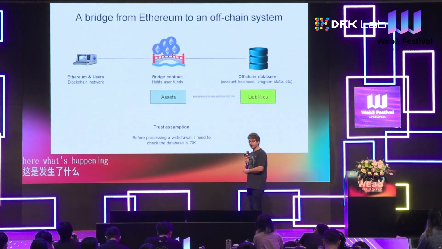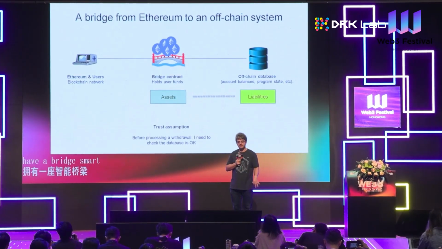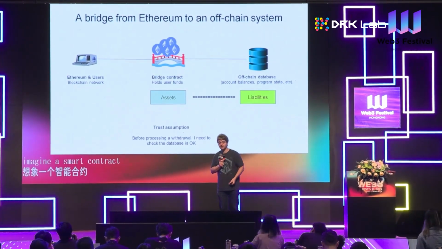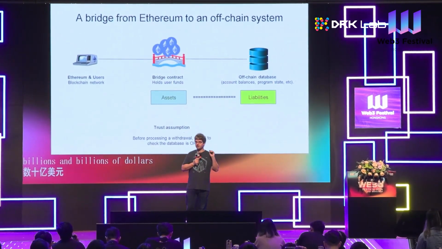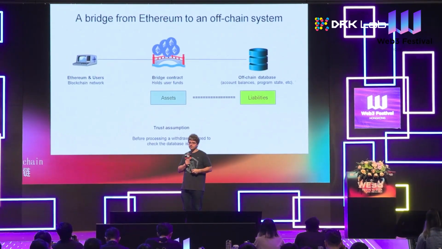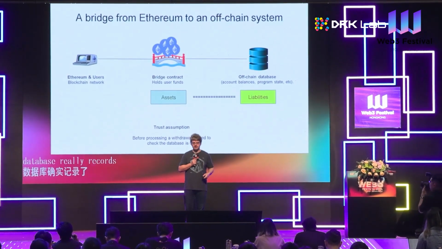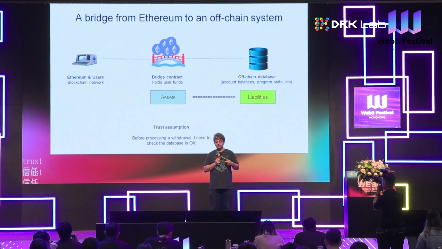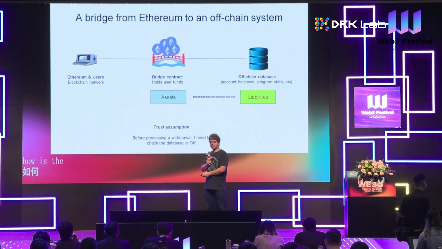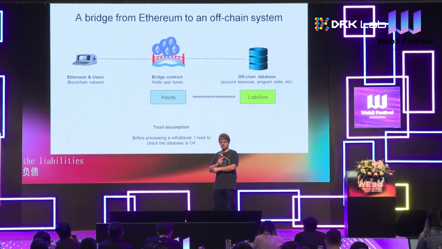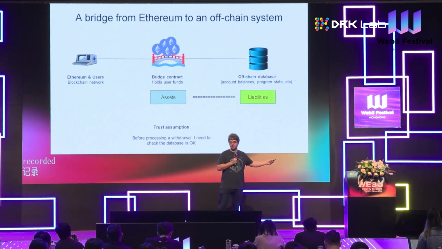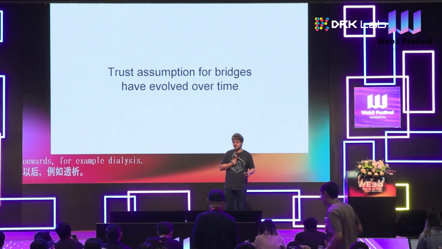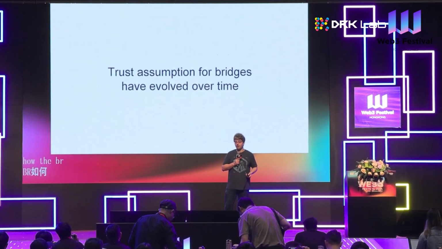Generically speaking, you have a bridge smart contract that holds all of the assets. You can imagine a smart contract holding billions and billions of dollars. On the other side of it is this off-chain database. And the off-chain database really records the liabilities, the account balances, program state, everything else. And the trust assumption is really, how is the bridge convinced that all the liabilities are accurately recorded in this database before it allows funds to be sent onwards, for example, to Alice. And this trust assumption has evolved over time.